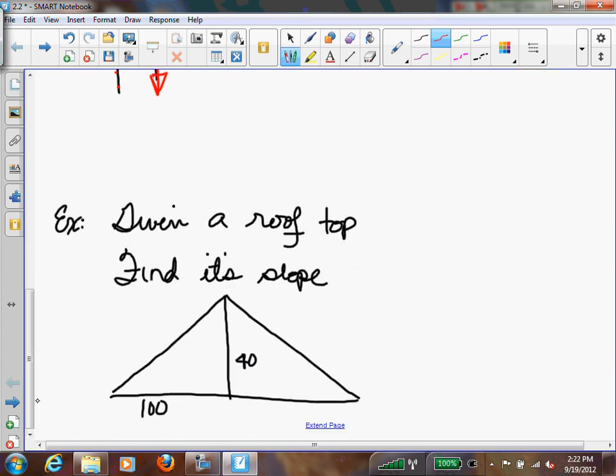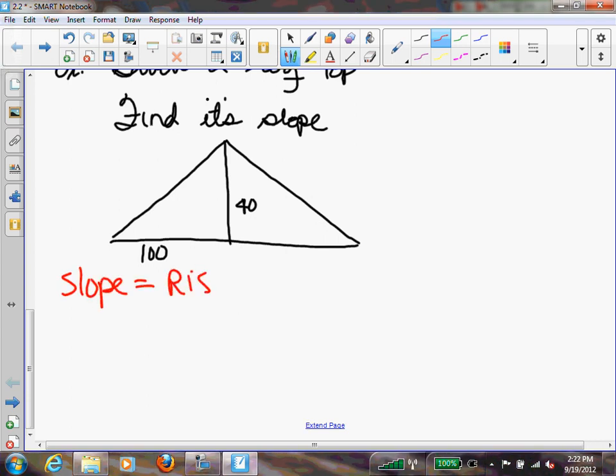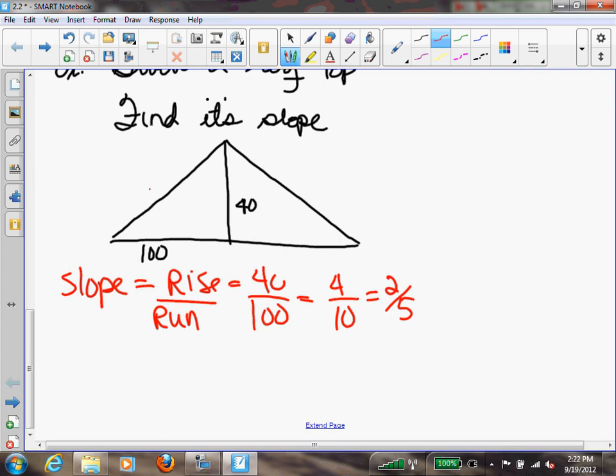All right, so given a rooftop, find its slope. Well, we know slope is equal to the rise, which is what? What is the rise in this picture? 40 over the run. What is the run? 100. And so the slope would be 4/10, which is 2/5. If this is the slope. Okay. Does that make sense? Anybody got a question so far?